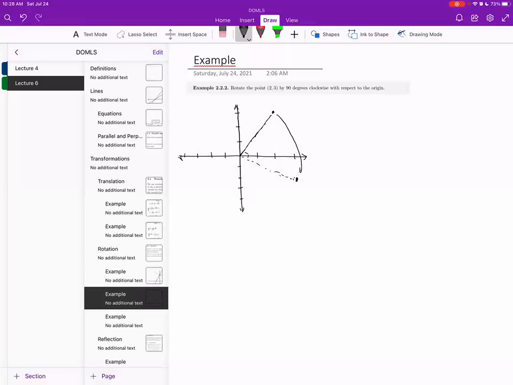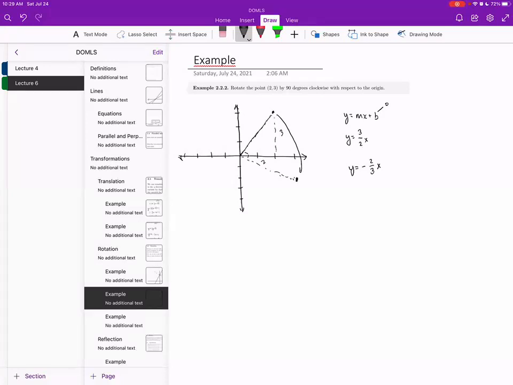This original line was just y equals mx plus b. That's our general line, but the b is equal to 0 because it passes through the origin. And m is just going to be rise over run, or 3/2. So our original line was 3/2 x. And then we rotated it by 90 degrees with respect to the origin. We already know how that works: our new line is going to be perpendicular to the original line, and since it passes through the origin, it's just going to be negative 2/3 x.